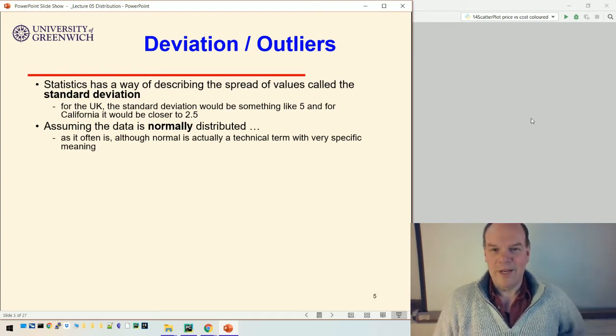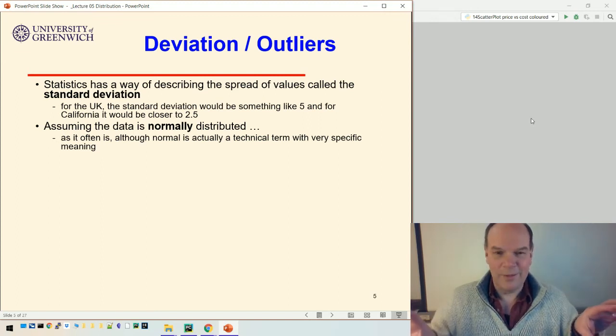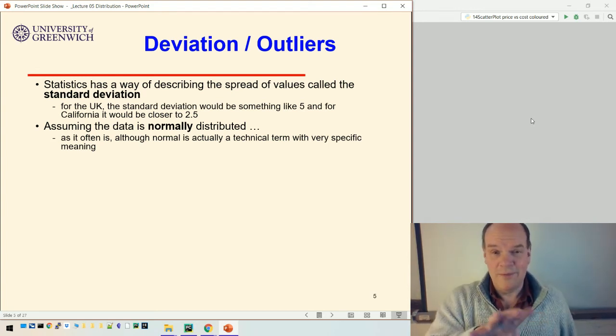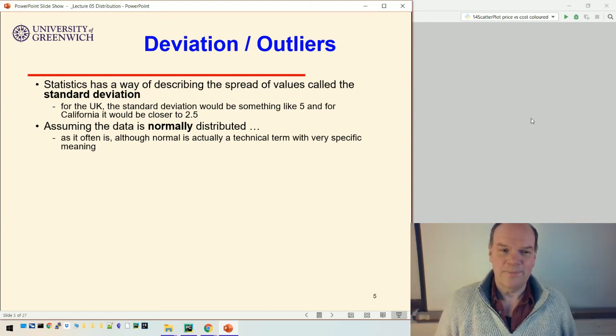Something that wasn't normal might have all the values at one end and all the values at the other end, and very few in the middle. You'd still get an average in the middle, but all the values would be at either end. That's not normal. Most of our data tends to be normally distributed, so most of the values are averaged in the middle with a few outliers at either side.